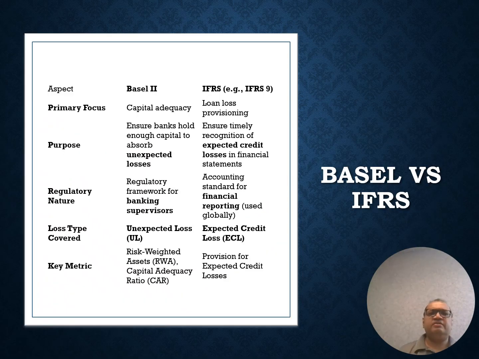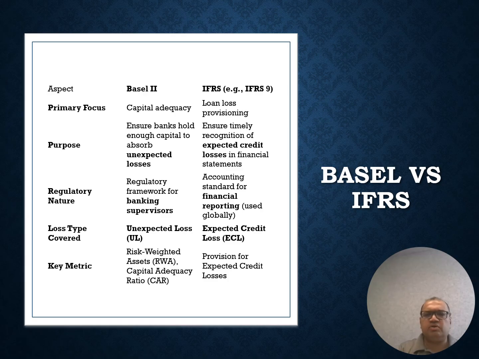So this slide shows you, because this question comes many times: okay, Basel, IFRS, what is all that? So this is the slide. Basically Basel II is the capital adequacy. IFRS is the loan loss provisioning, the provisioning part. The purpose of Basel is to ensure banks hold enough capital to absorb unexpected losses, and IFRS is for the expected losses.